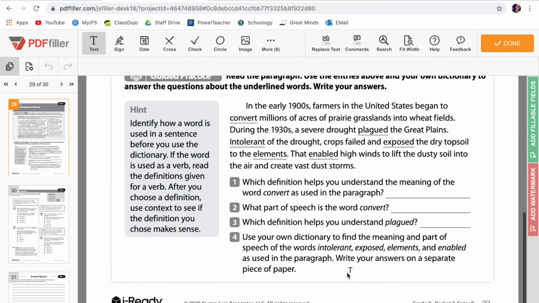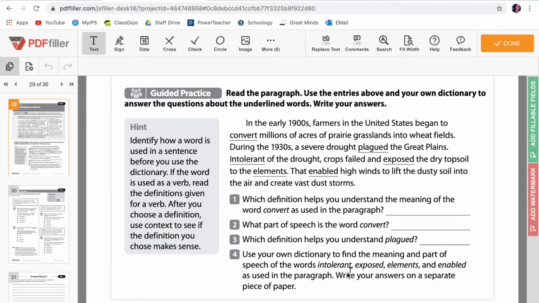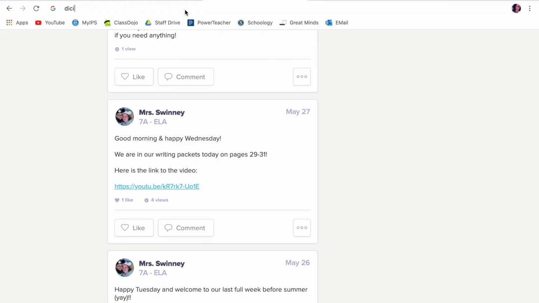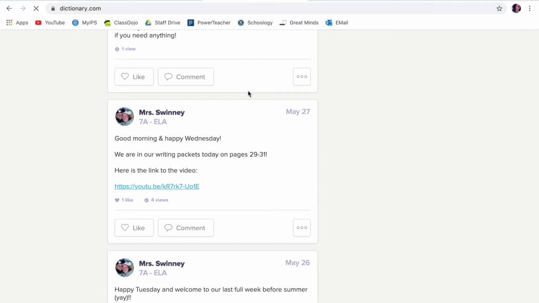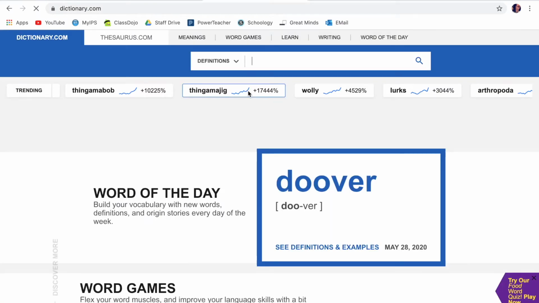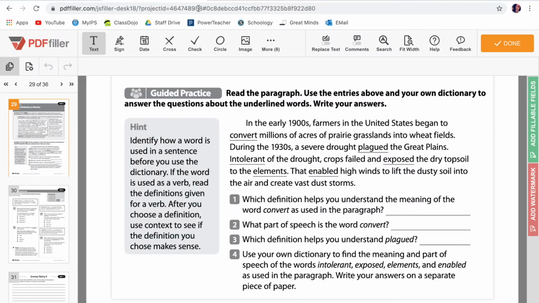So let's take a look at this guided practice here on the bottom of page 29. Then you'll do 30 on your own. But it says, read the paragraph, use the entries above in your own dictionary to answer the questions about the underlined words and write your answer. So what we're going to do is pull up dictionary.com. And we'll get that ready so that we can use that.